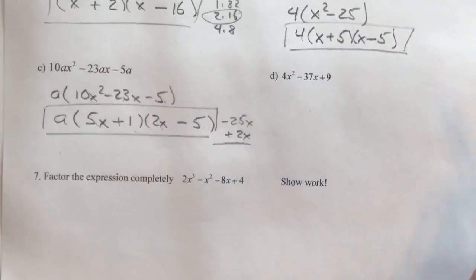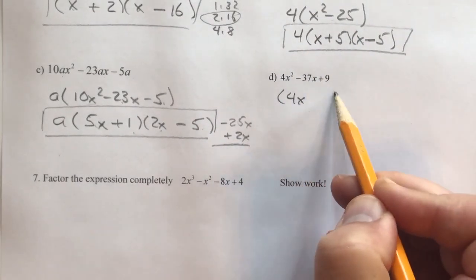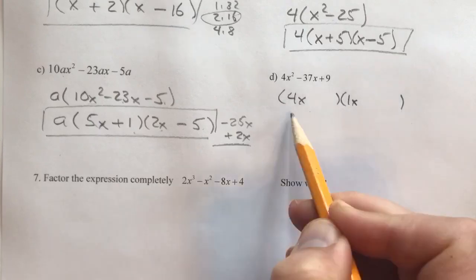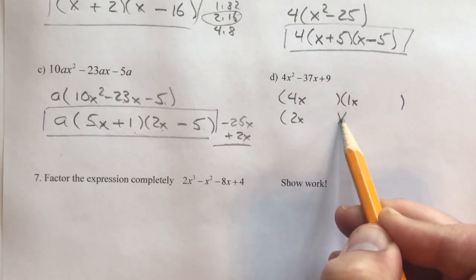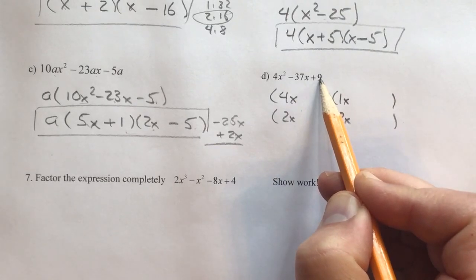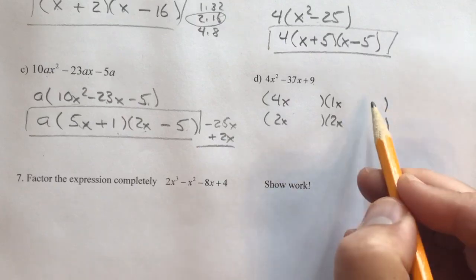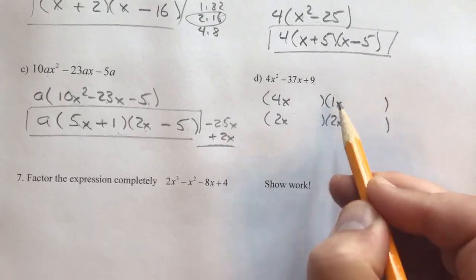All right, trinomial. So I'm going to try to unfoil it. It could be 4 times 1, could be 2 times 2. 9, 1 times 9, 3 times 3. See, because the number in the middle is kind of large, I'm going to go with the 1, 9. I think I see the answer right there.